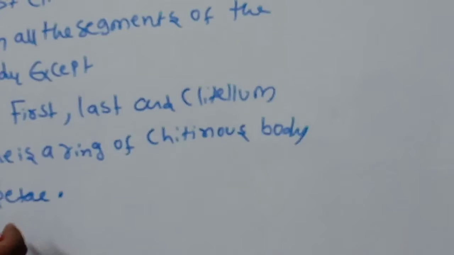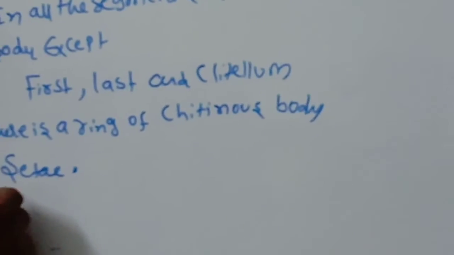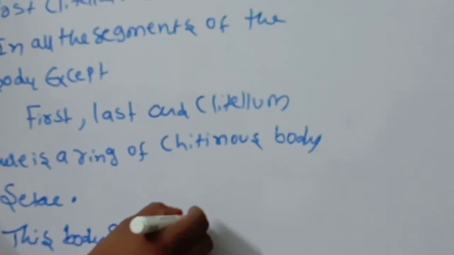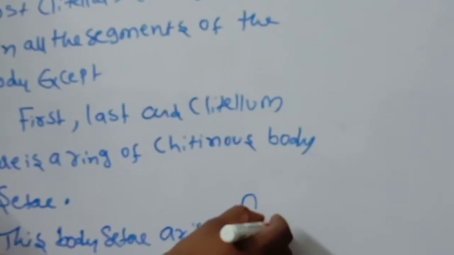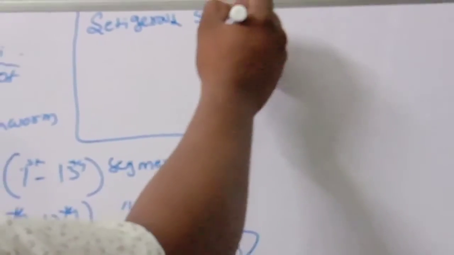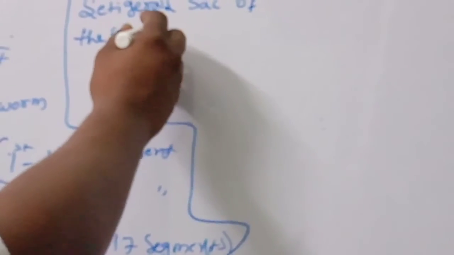This body setae arises from a very important structure, the setigerous sac of the skin.